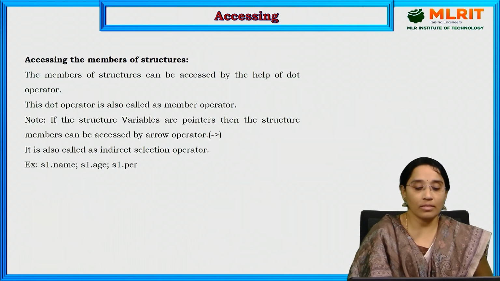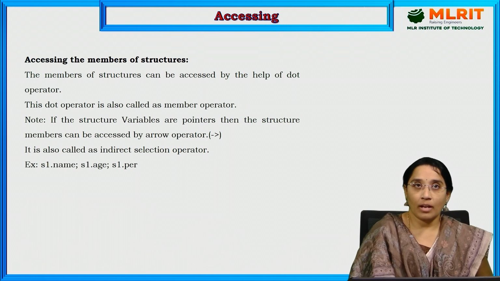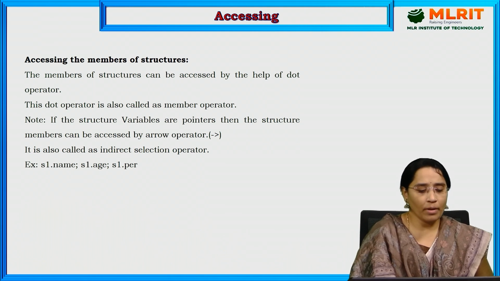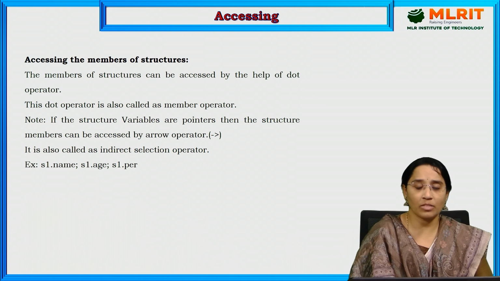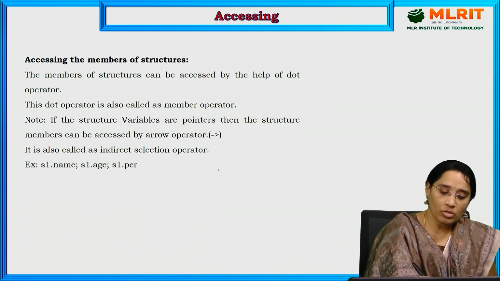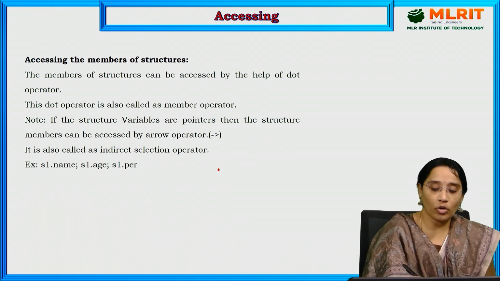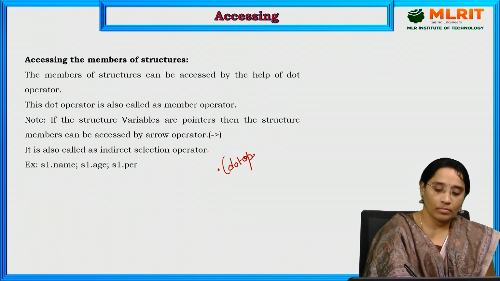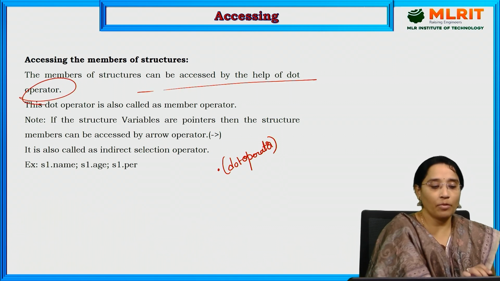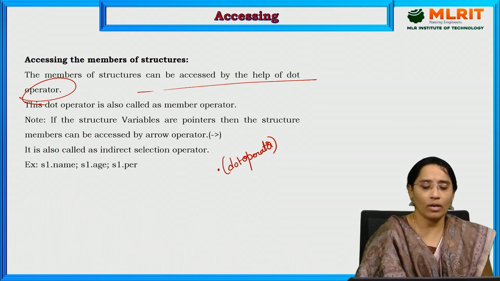Now how to access the members of the structure? We can declare the structure by using the struct keyword. It's a keyword. Struct student, int roll number, name, marks, whatever the data or members. But there should be a variable to access the members of the structure. That variable we have taken as S1. So to access the members of the structure, you can use the dot operator. The members of these structures can be accessed with the help of the dot operator. This dot operator is also called the member operator.